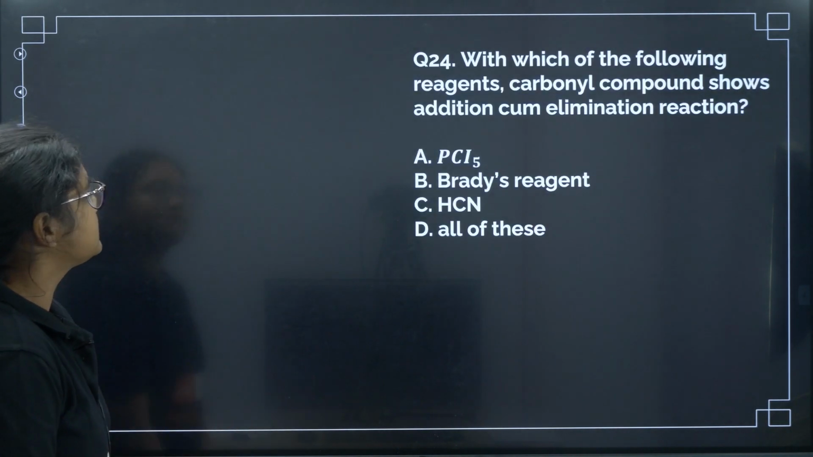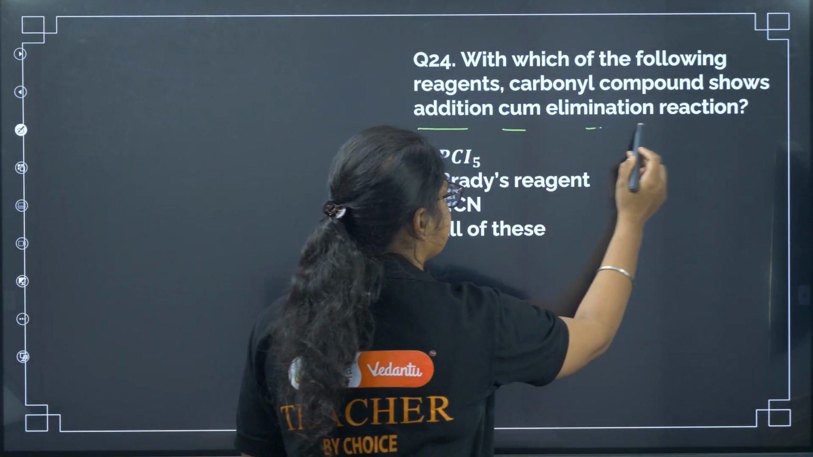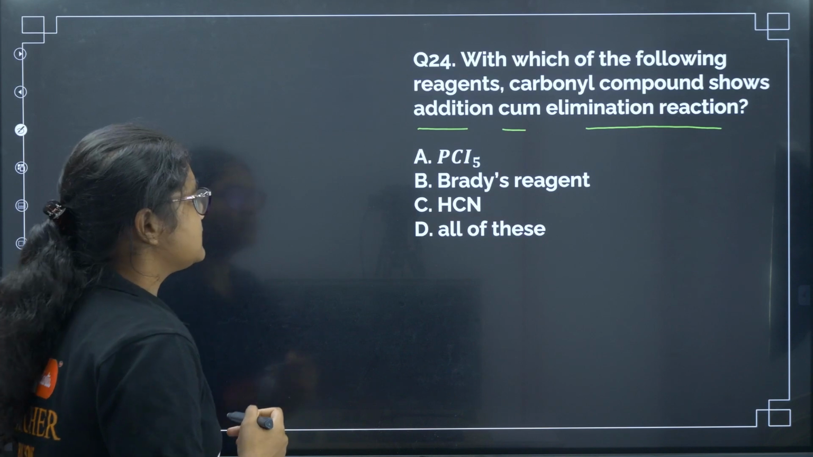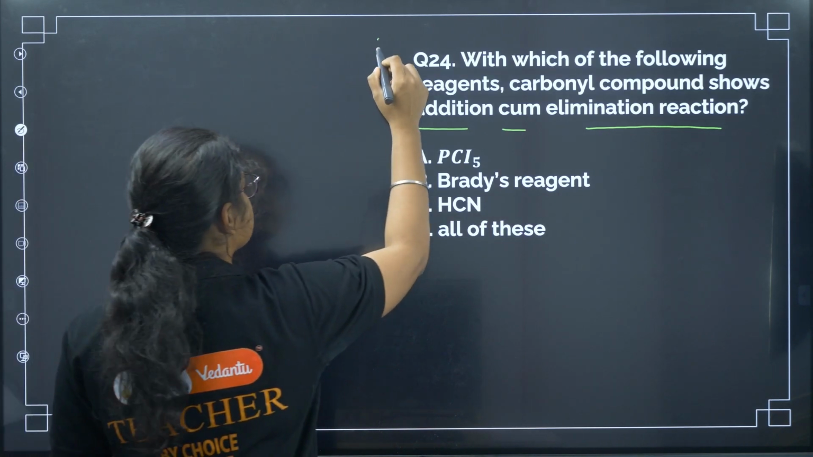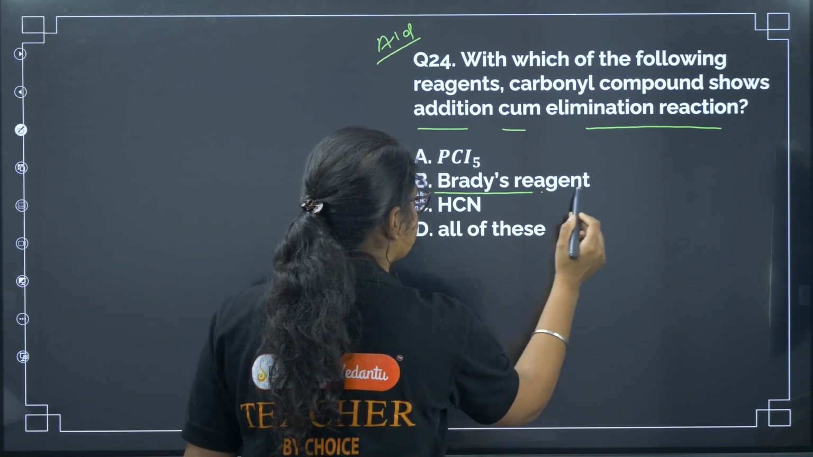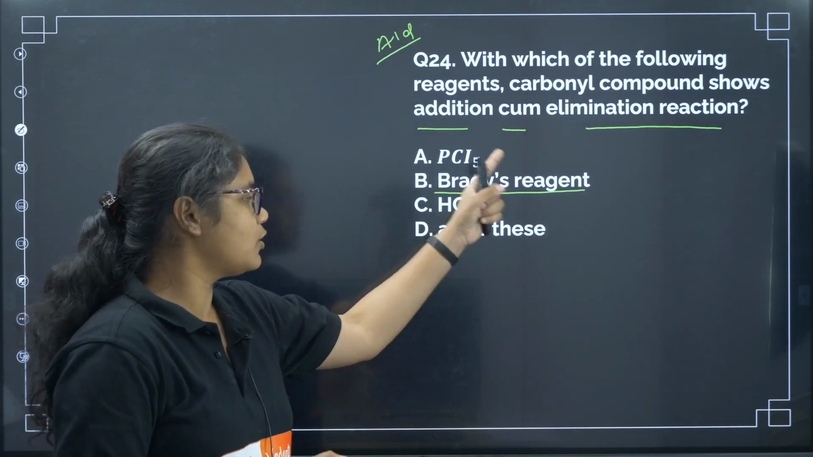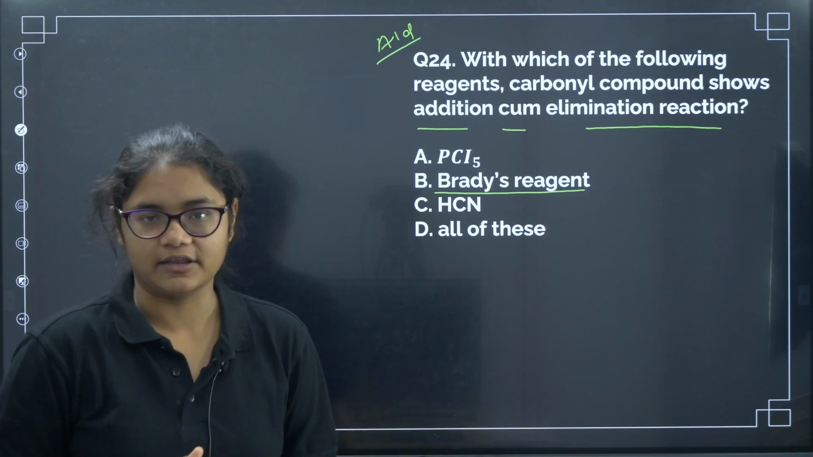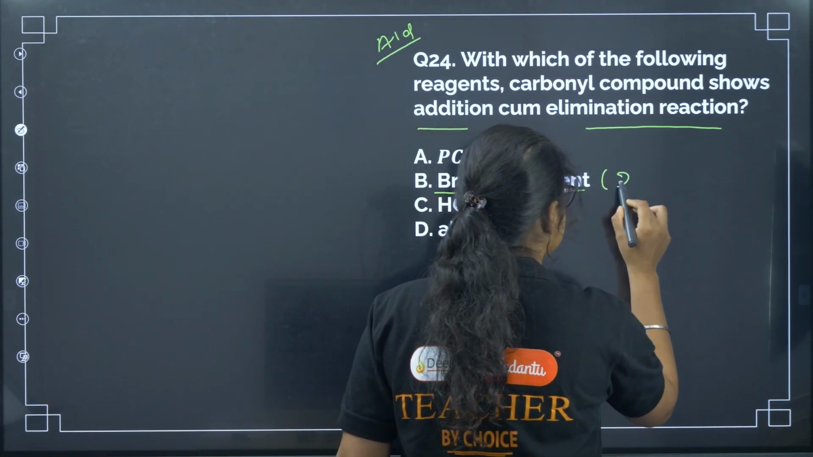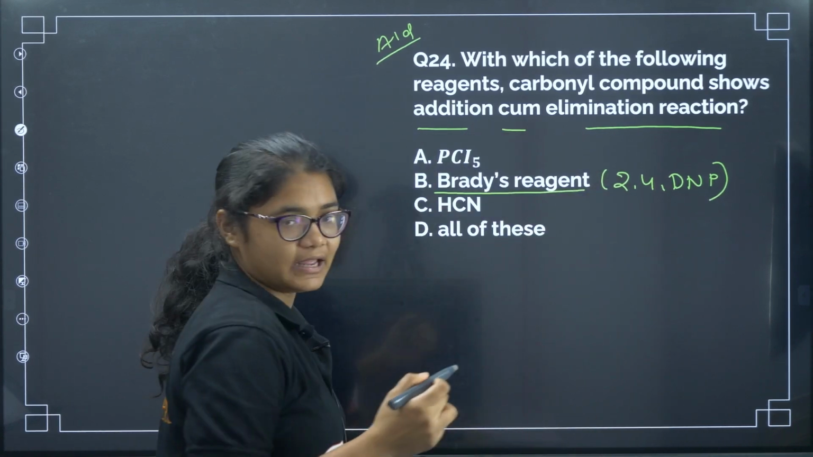Okay. Next, with which of the following reagents carbonyl compound shows addition cum elimination reaction? Okay, so let us see carbonyl compound. So the question is from your aldehydes, ketones and carboxylic acid. So the answer for this question is Brady's reagent. The question becomes a little difficult if you do not know the structure of Brady's reagent. So Brady's reagent is nothing but 2,4-DNP, right? 2,4-Dinitrophenyl hydrazine.